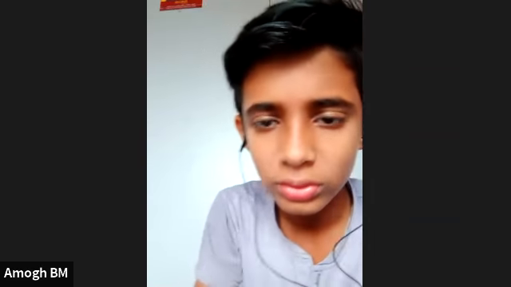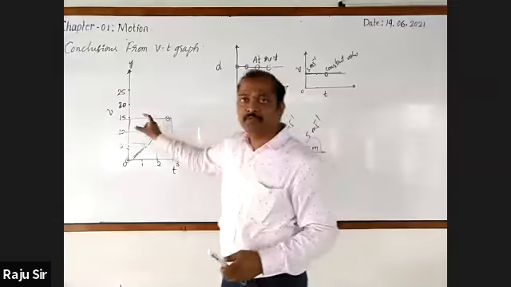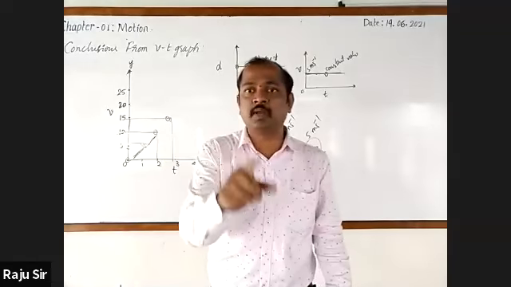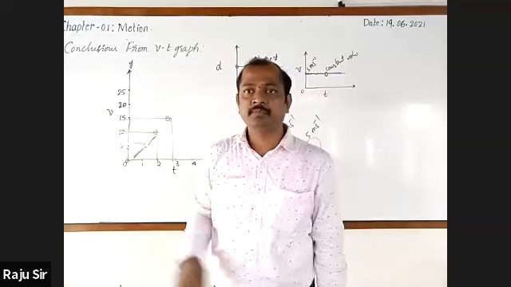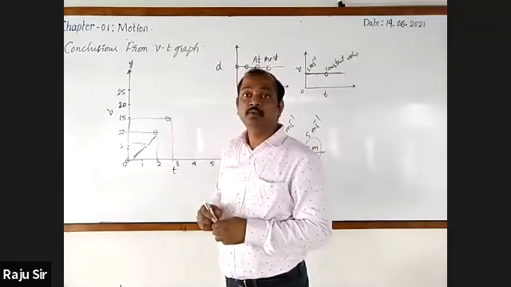Uniform acceleration. A VT graph gives acceleration. If there is a change in velocity by equal amounts in equal intervals of time, then you can say that it is uniform.